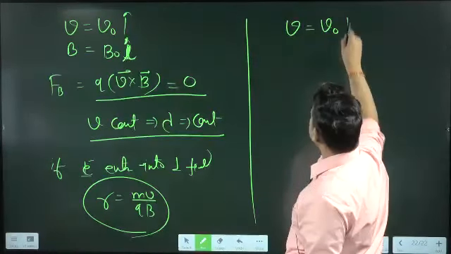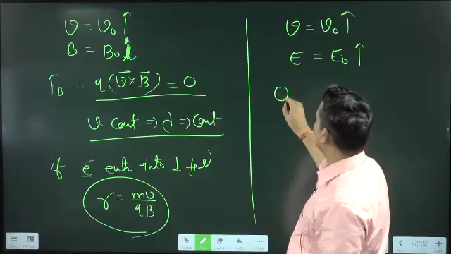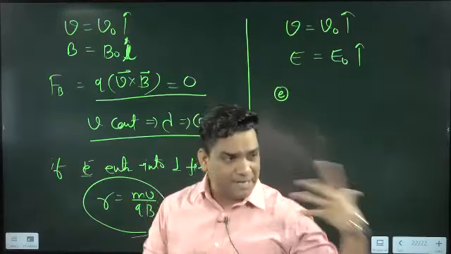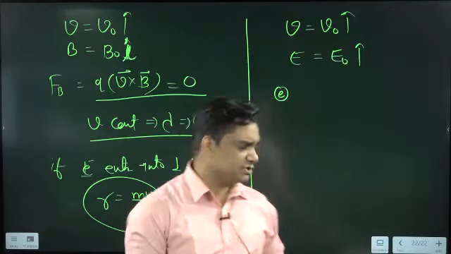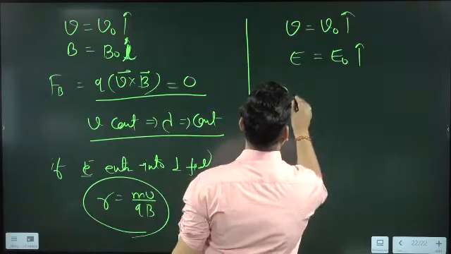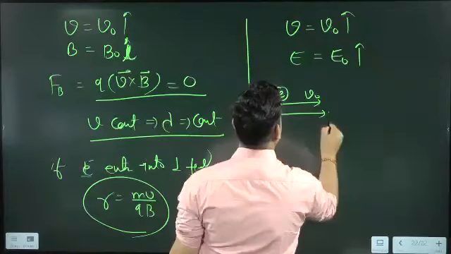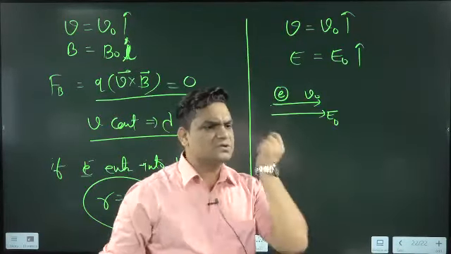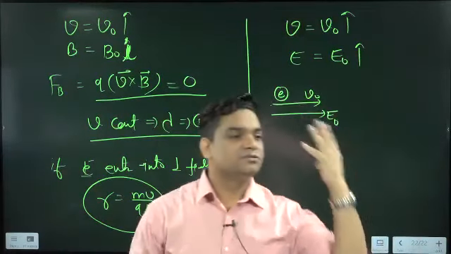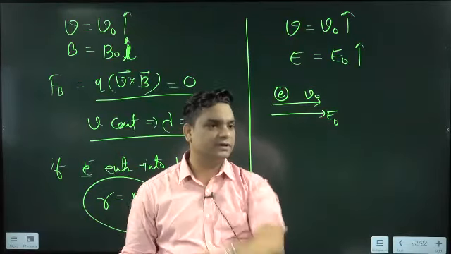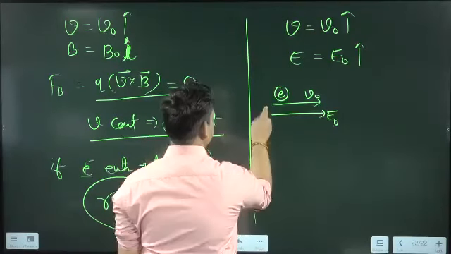V equals V naught i and E equals E naught i. Suppose this is your electron, because it will depend on whether it is an electron or a positron, meaning positive charge or negative charge. Electron is there, so we can say this is the E. The electron is moving this side with velocity V naught, and the field is also present in the same direction. Now, will the force on a negative charge be in the same direction as the field or opposite? Yes, it will be opposite. So the force on this electron will be in the opposite direction of the field.